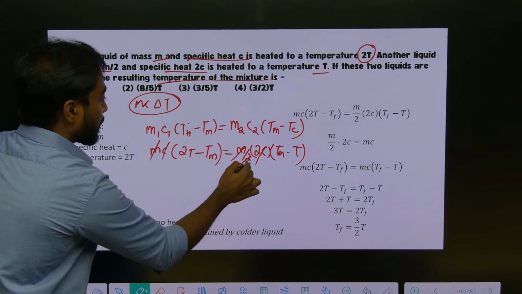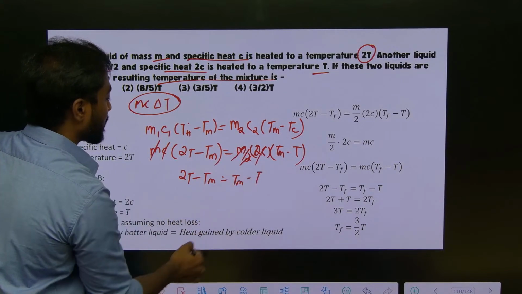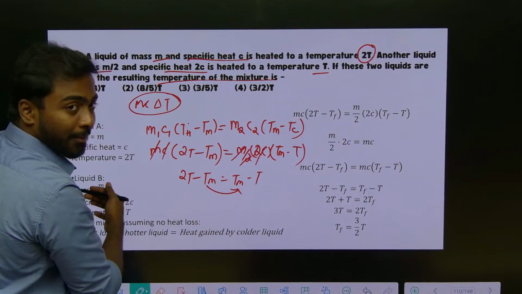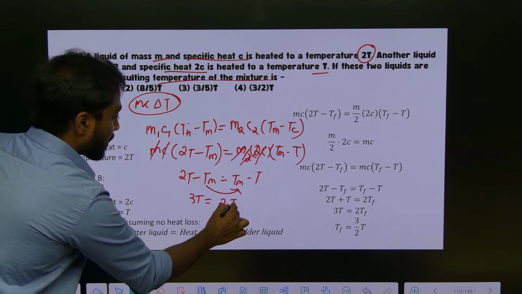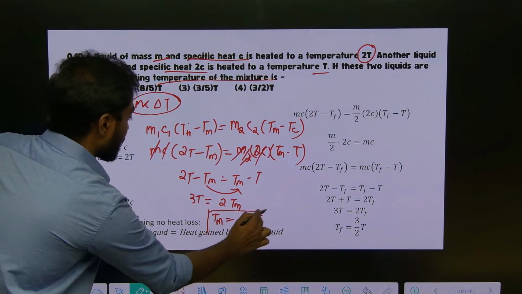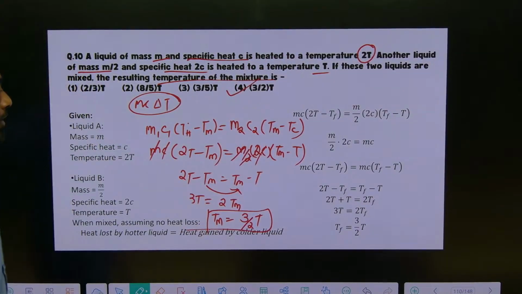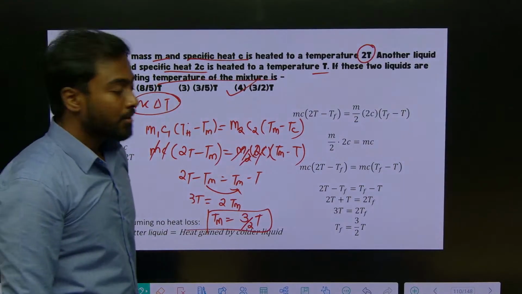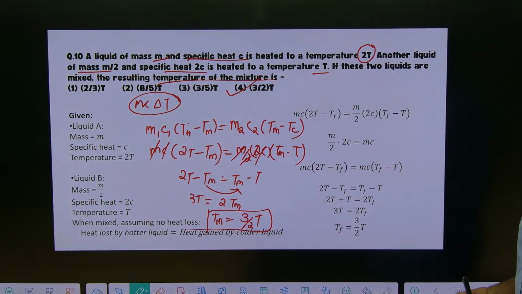MC will get cancelled, 2 also will get cancelled. 2T minus Tm will be equal to Tm minus T. And this temperature of mixture we can take to one side and the remaining temperature we can take to the other side. 3T will be equal to 2Tm, and temperature of mixture will be equal to 3 by 2 times of T. 3 by 2 times of T, option 4. That's the thing they have given here. I have explained it clearly, right? I guess it's clear.